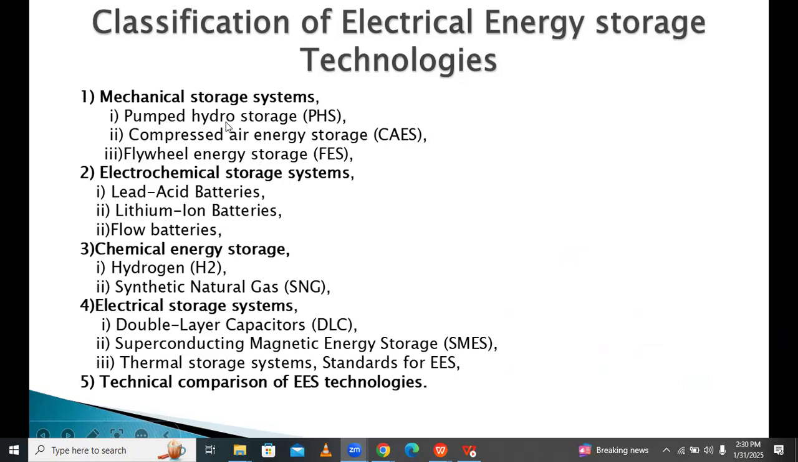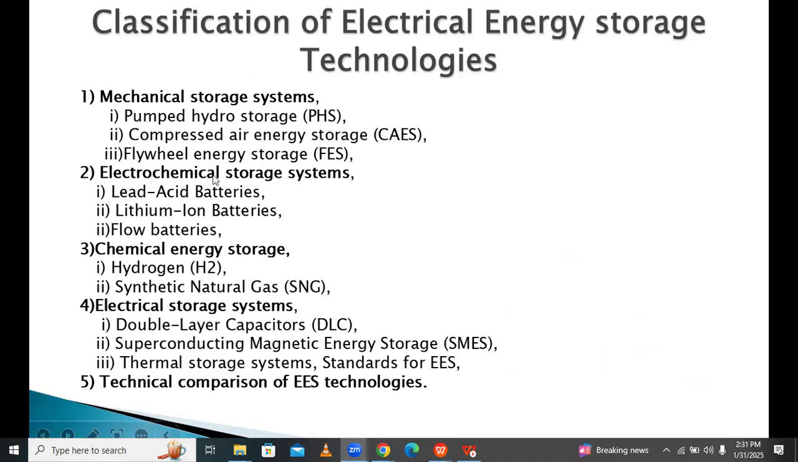Here, pumped hydro storage systems store the energy in the form of potential energy. We store the water in the upper reservoir in terms of potential energy. And the next, compressed air energy storage system: by compressing the air, we can store the energy. Then flywheel energy storage system stores energy in terms of mechanical kinetic energy. Based on moment of inertia, we store the energy in the form of kinetic energy. So these three come under mechanical energy storage systems.